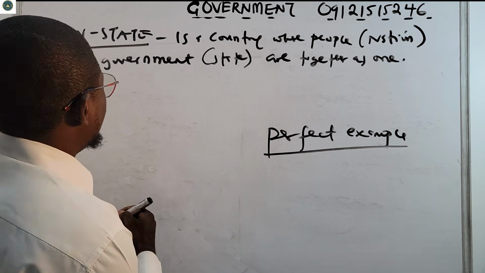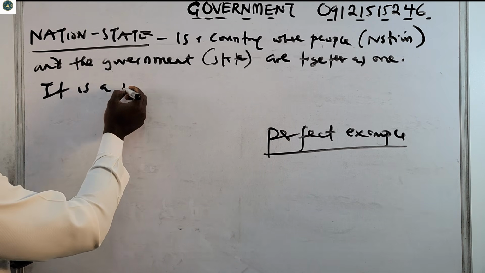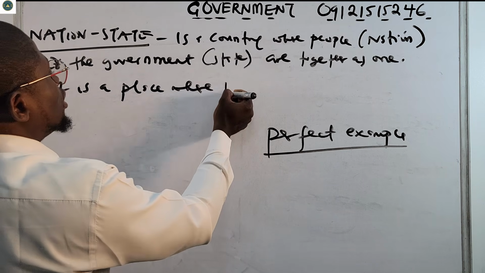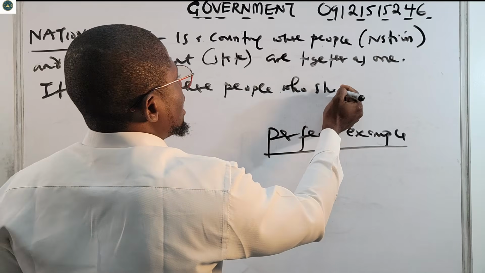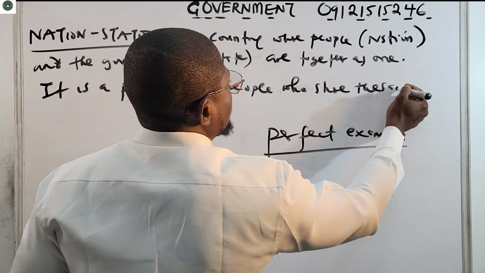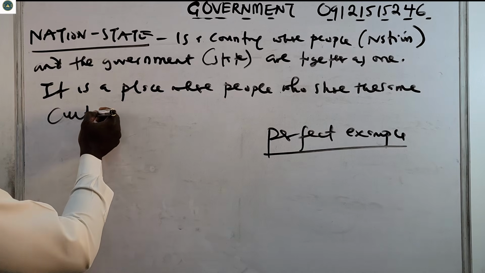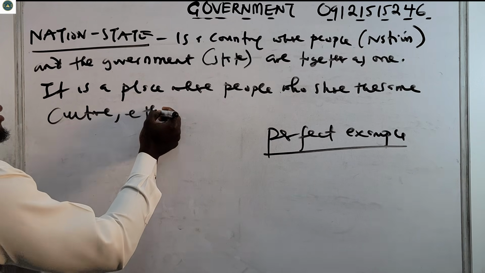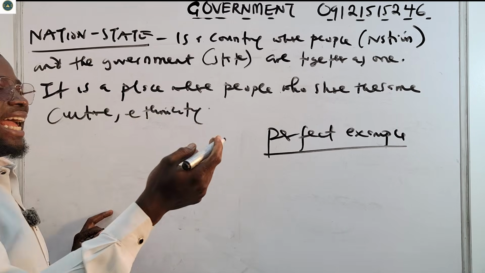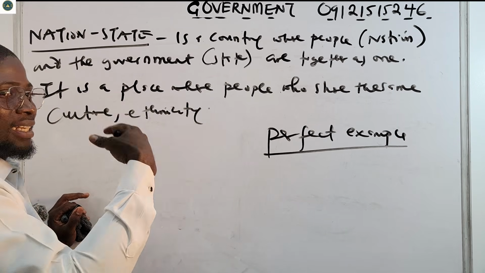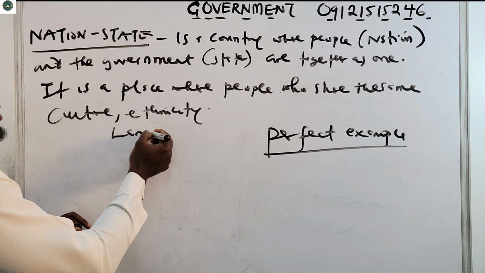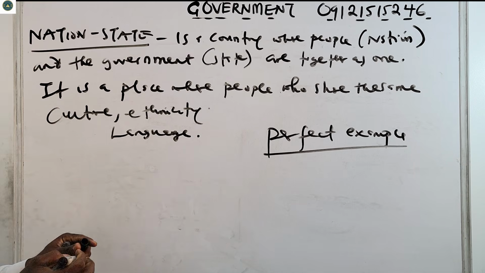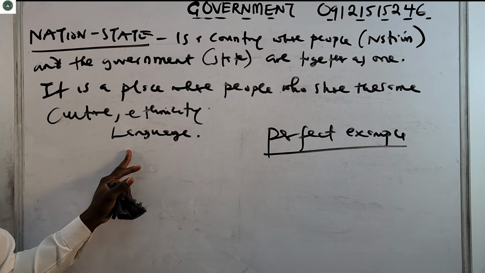The nation-state is a place where people who share the same culture, the same ethnicity, and the likes, and the government live together as one. They share the same culture, the same ethnicity, and the same language, living together under one government.